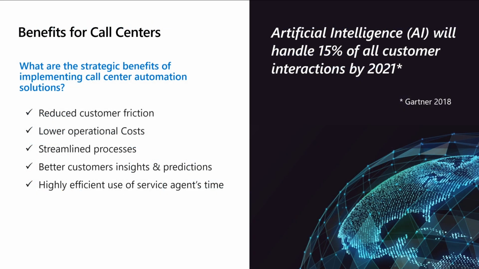Now that you have seen the demos and how we put them together, let's go back and discuss why these technologies are beneficial for call centers. In particular, what are the strategic benefits of implementing call center automation solutions? So first of all, you can reduce customer friction. Transcriptions, text analytics, and cognitive services will help you understand what are the issues your customers are facing and how you can help them resolve them.